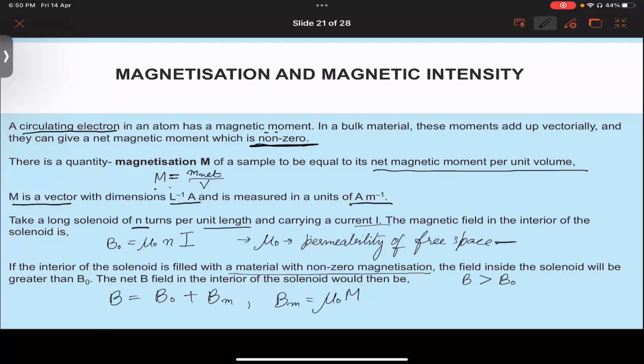Sorry, this is the permeability of free space. Over here, when we are trying to find Bm, mu 0 is a constant. It's the same as the permeability of the vacuum when we try to find the magnetic field.